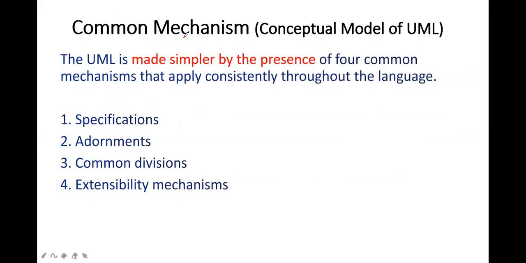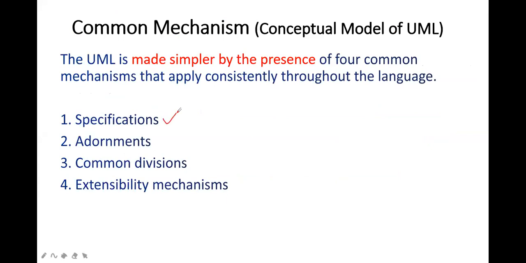Now we have the common mechanism, the final one. What is this common mechanism? This is the third part of the conceptual model. Again, it is helpful in defining the UML diagrams. How?